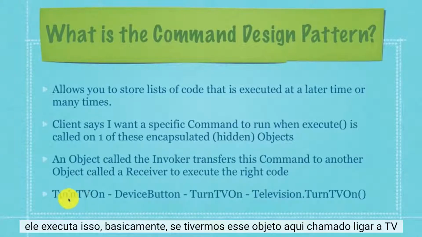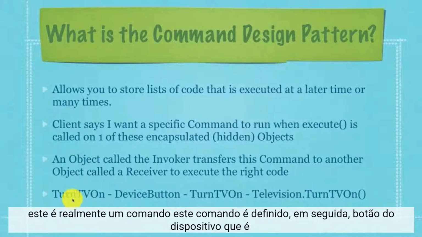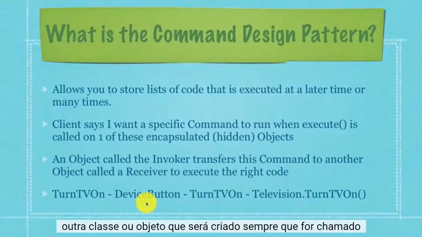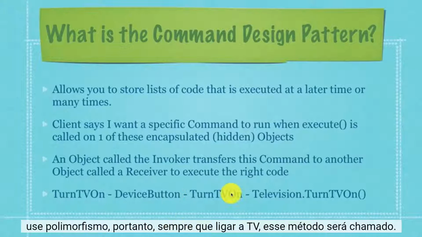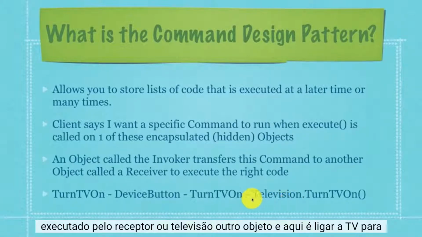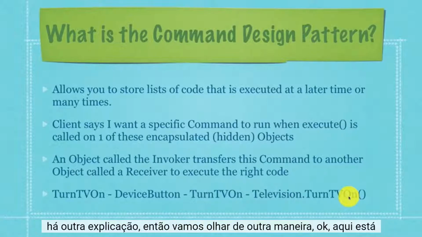So basically, if we have this object down here called turn TV on, this is actually a command. This command is defined, then device button, which is another class or object that's going to be created. Whenever it is called, it sends turn TV on. Of course, there's going to be interfaces between all of this, so we can use polymorphism. So whenever turn TV on is called, that method then will be executed by the receiver or television, another object, and here is turn TV on.